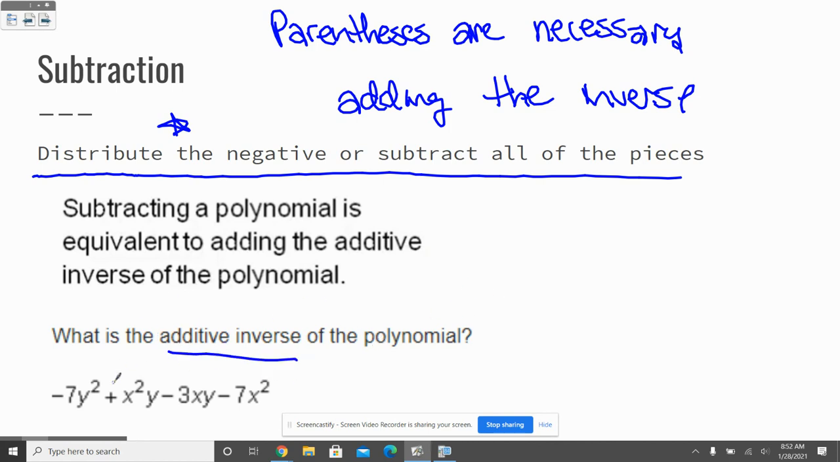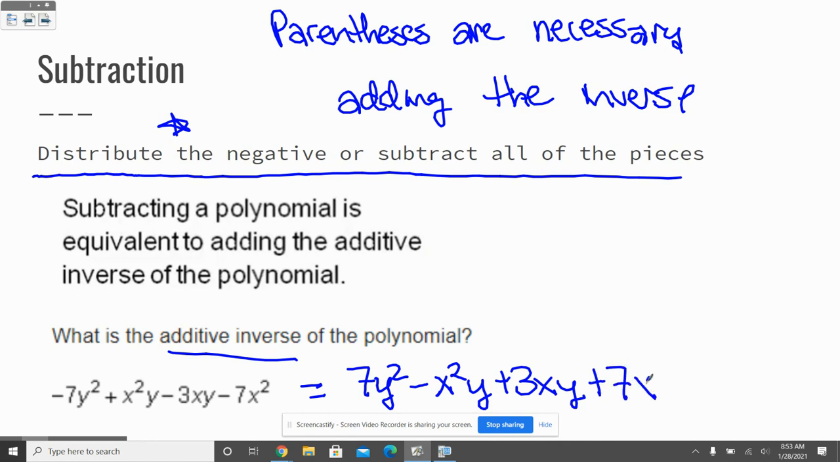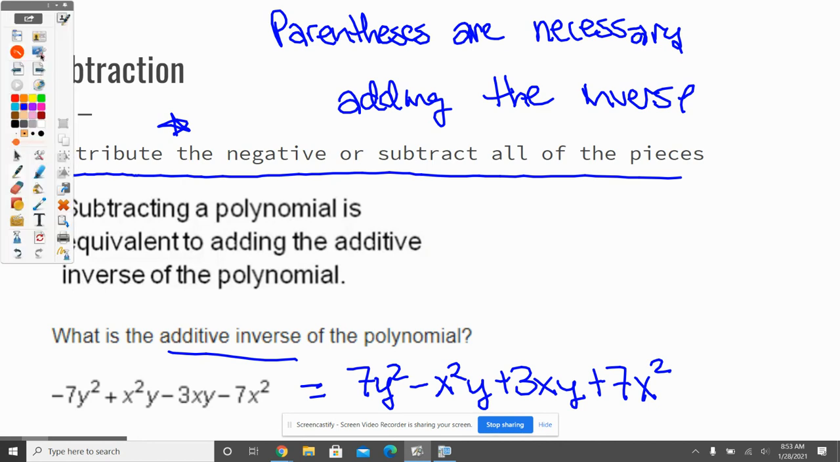It's what would cancel with everything to get 0. So you basically just change all the signs. So instead of a negative 7y squared, it would be a positive 7y squared. Instead of a plus x squared y, it's a negative x squared y. Instead of a minus 3xy, it's a plus 3xy. And instead of a minus 7x squared, it's a plus 7x squared. So that would be the additive inverse, just changing all the signs.